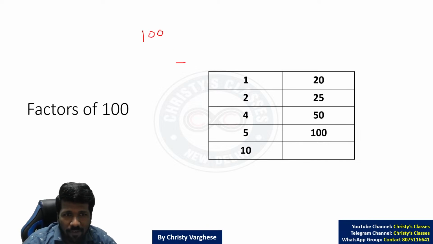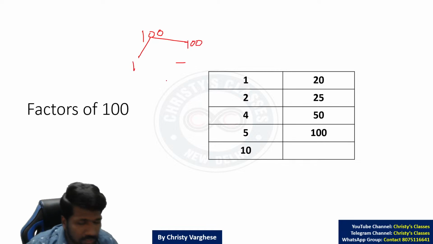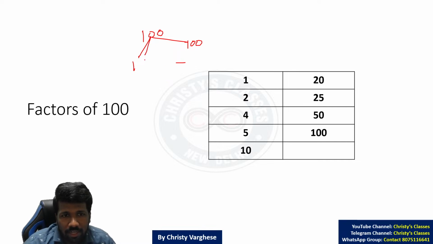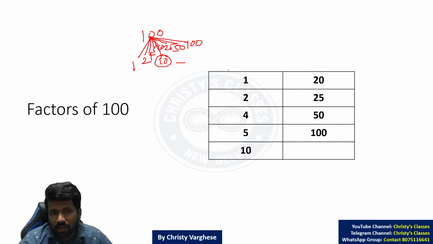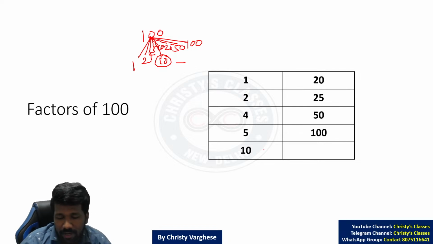How to identify factors of a number? 100, 1 is a factor, 100 is a factor. Normally factors come in pairs. 1 into 100 is 100, na? And 2 is a factor, 2 into 50 is 100. So 2 and 50 are factors. 3 is not a factor, 4 is a factor, 4 and 25 are factors. 5 is a factor, 5 into 20 is 100, so 5 and 20 are factors. 10 is a factor, 10 into 10 is 100, so no other number as a pair. So these are the 9 factors of 100.